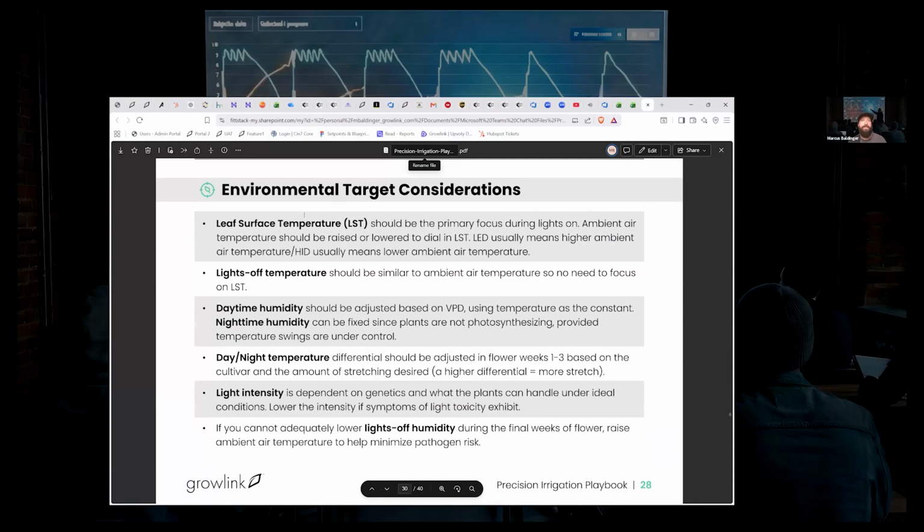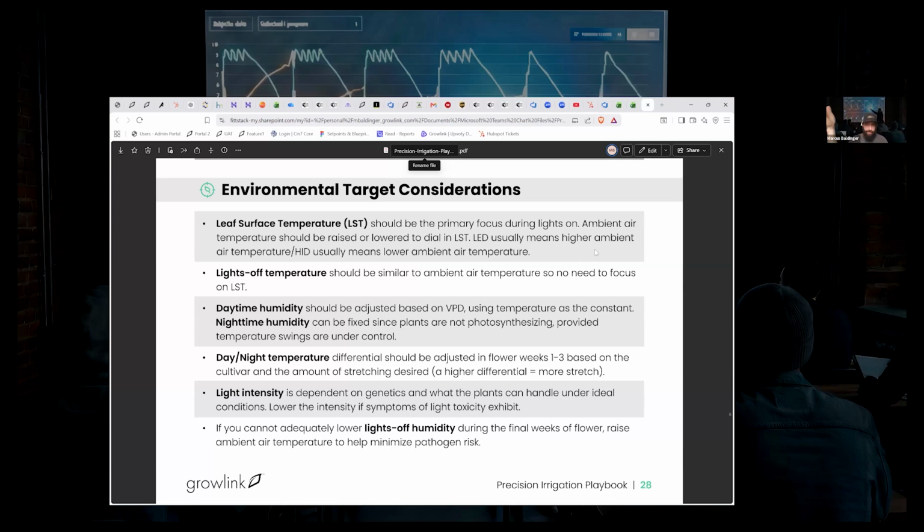So like what I have down here, it's leaf surface temperature. It should be the primary focus during lights on. The ambient air temperature should be raised or lowered to dial in your leaf surface temperature. LED usually means higher ambient air temp. HID usually means lower ambient air temp. Kind of what I was saying before.